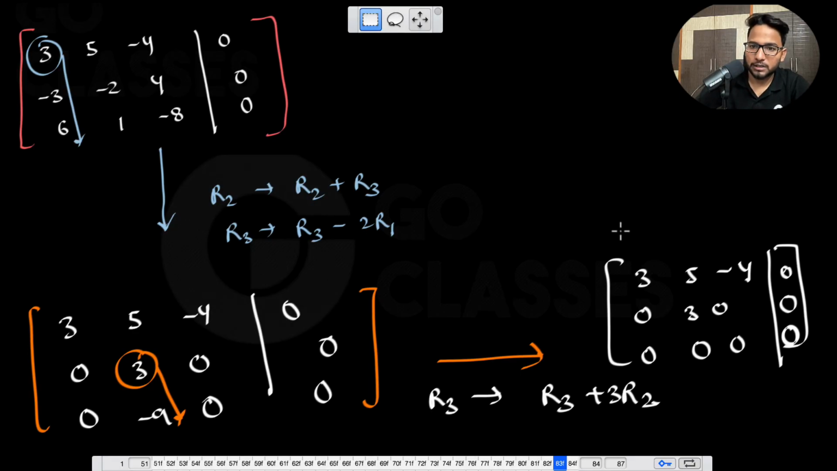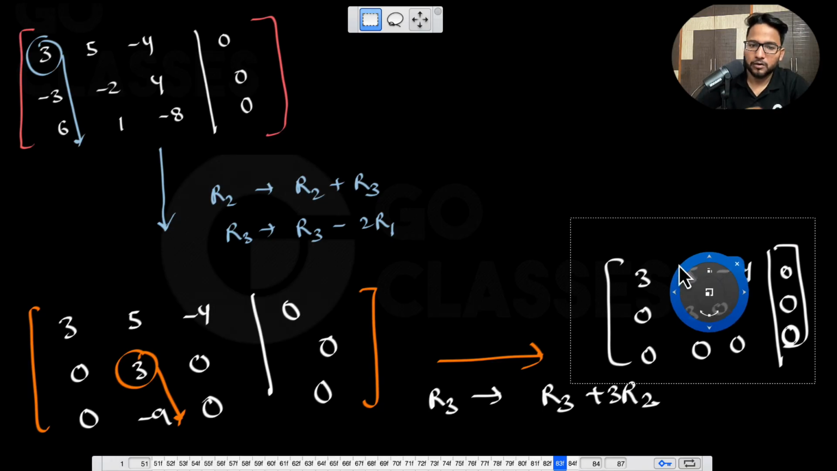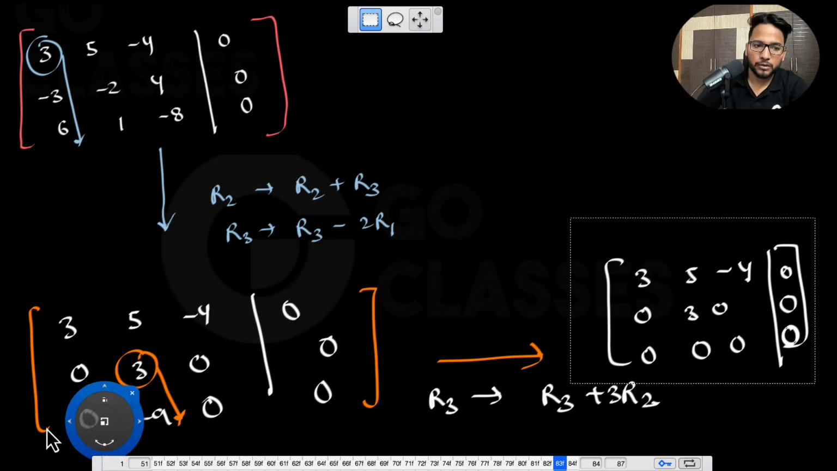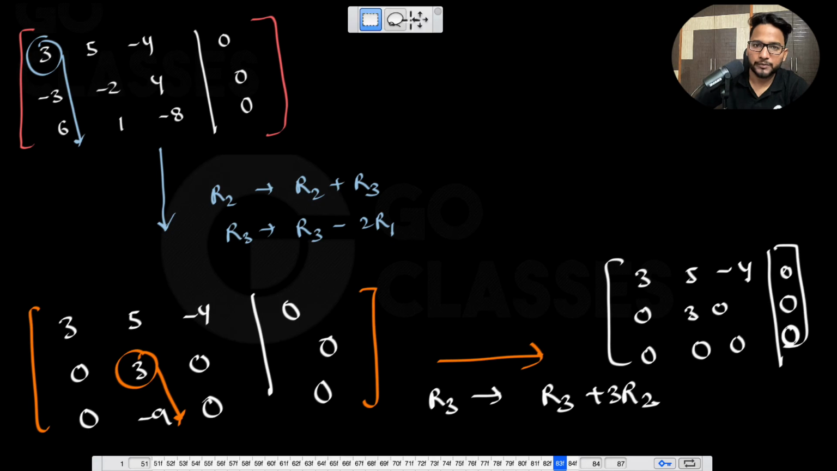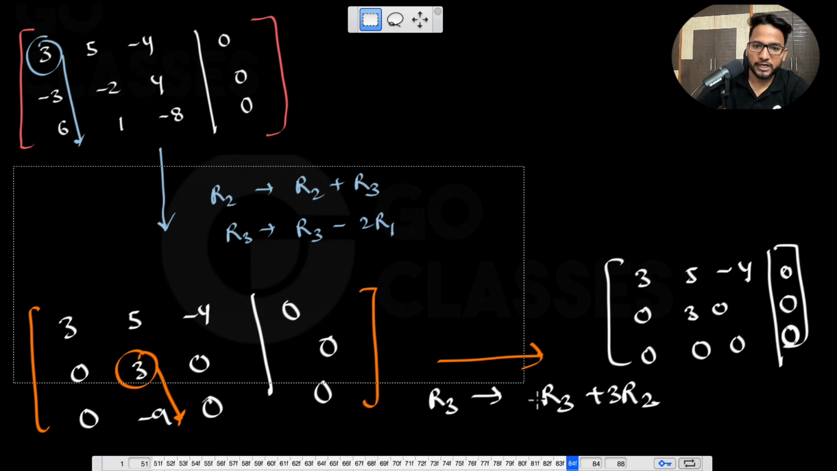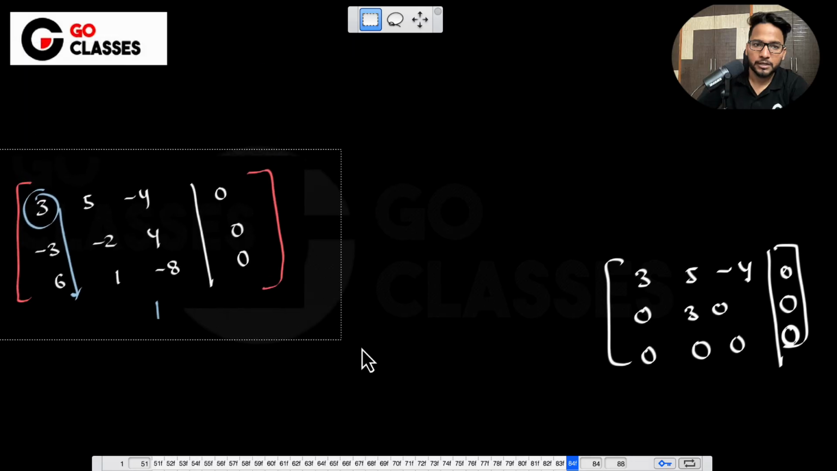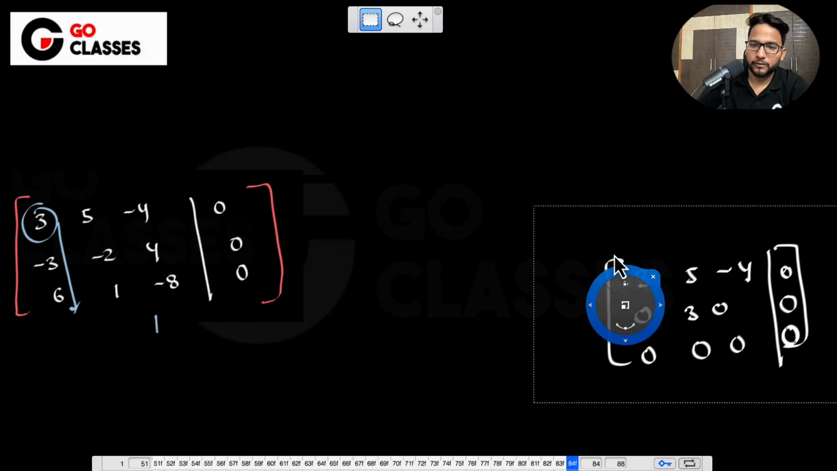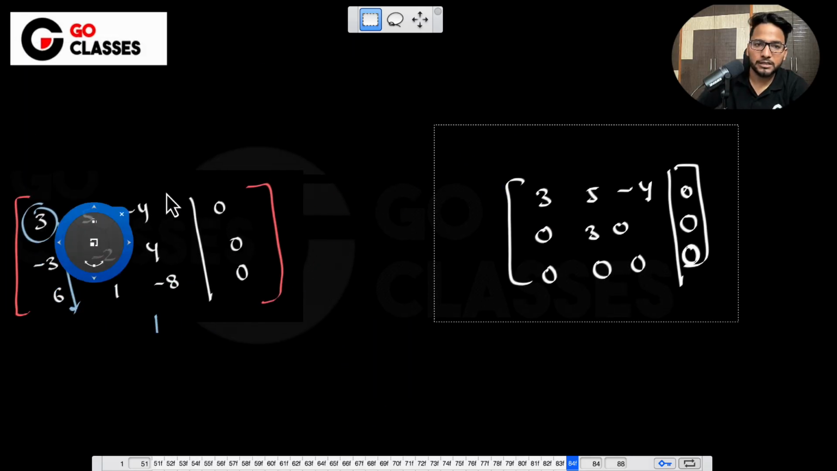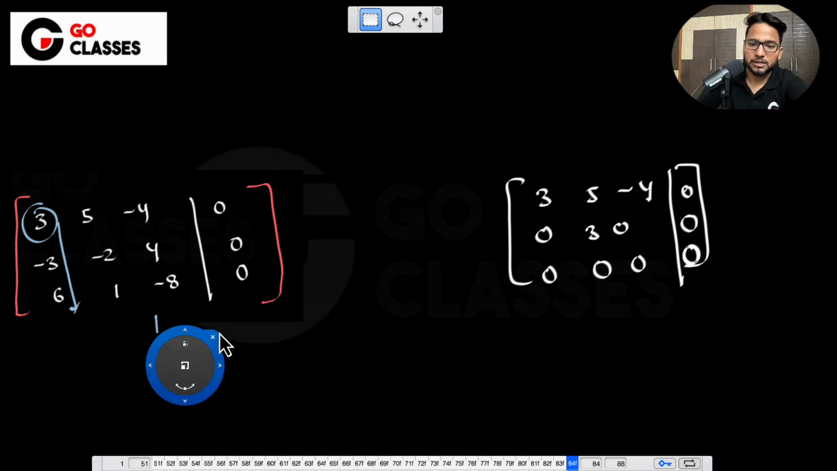Now let me do one thing. Let me write both of the matrices that we have got on the next page, right? So this is the matrix that we started with, and this is the final matrix that we got. Now we are saying that both are sharing the same set of solutions, right? So this is our argument.